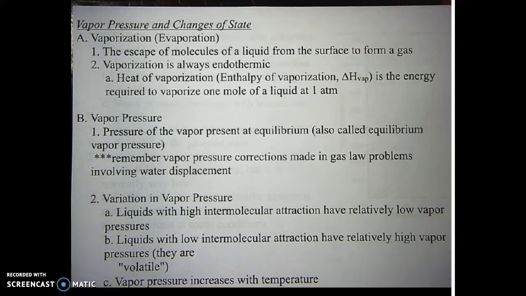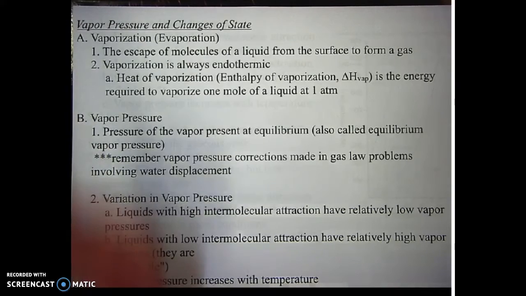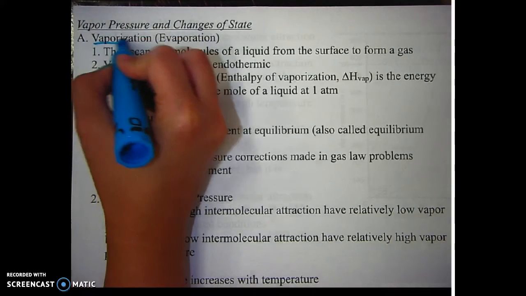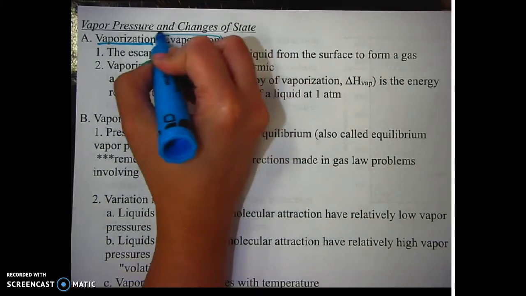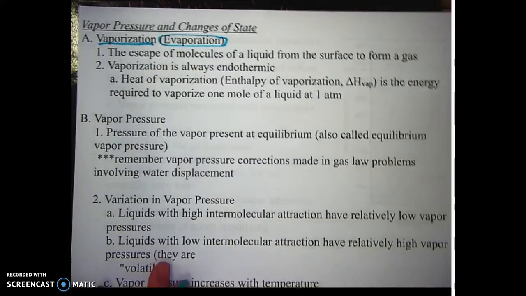All right, so to finish up the notes here, we're going to look at vapor pressure and changes of the state. So we're going to take a look at what vaporization is, what vapor pressure is, which I kind of explained before, and also sublimation. So vaporization here is just another way to say evaporation.